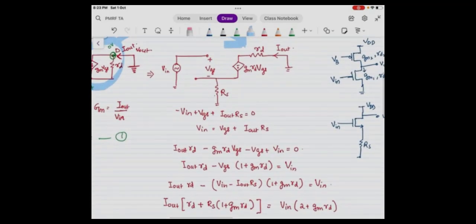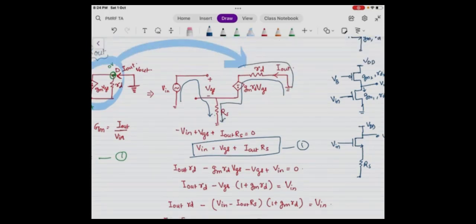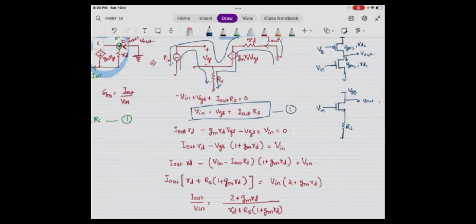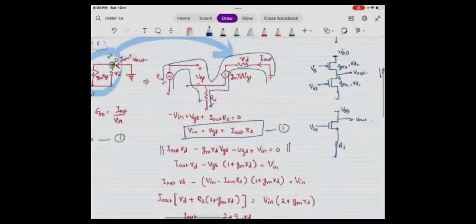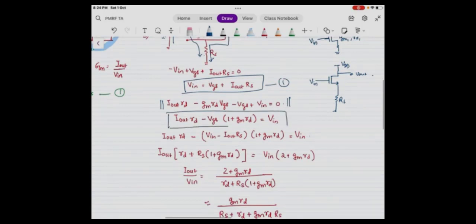Now we have two KVL equations. First we apply a KVL in this path, and therefore we arrive at this equation: V in equals VGS plus I out RS. Next we apply a KVL in this path. You can follow this path or this path as well; both mean the same thing. I have followed this upper path and written: I out RD minus GM RD VGS minus VGS plus V in equals 0. After that I arrive at: I out RD minus VGS 1 plus GM RD equals V in.